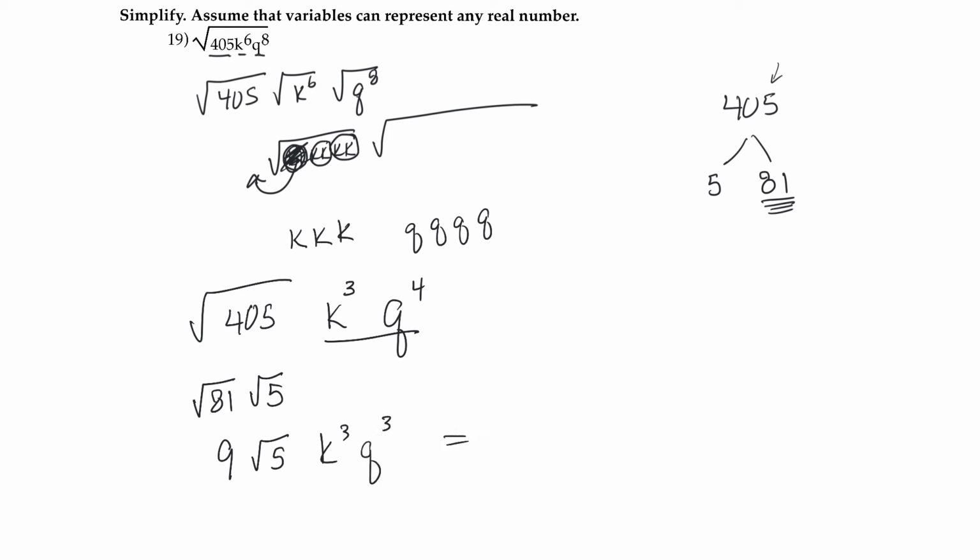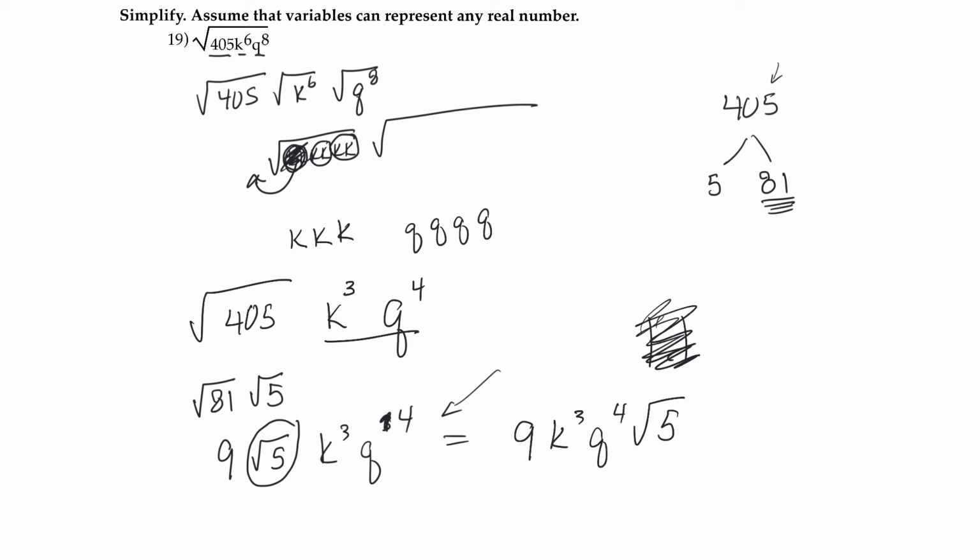Now, I think in the answer key, they have something to do with absolute value. I'm not worried about that. I think, whoops, that should have been a 4. I'm not worried about the absolute value. If you come up with this, that's what I'm looking for. The other thing that they often do is they write the root at the end. So you could write it as 9k cubed, q to the 4th, root 5. Okay?